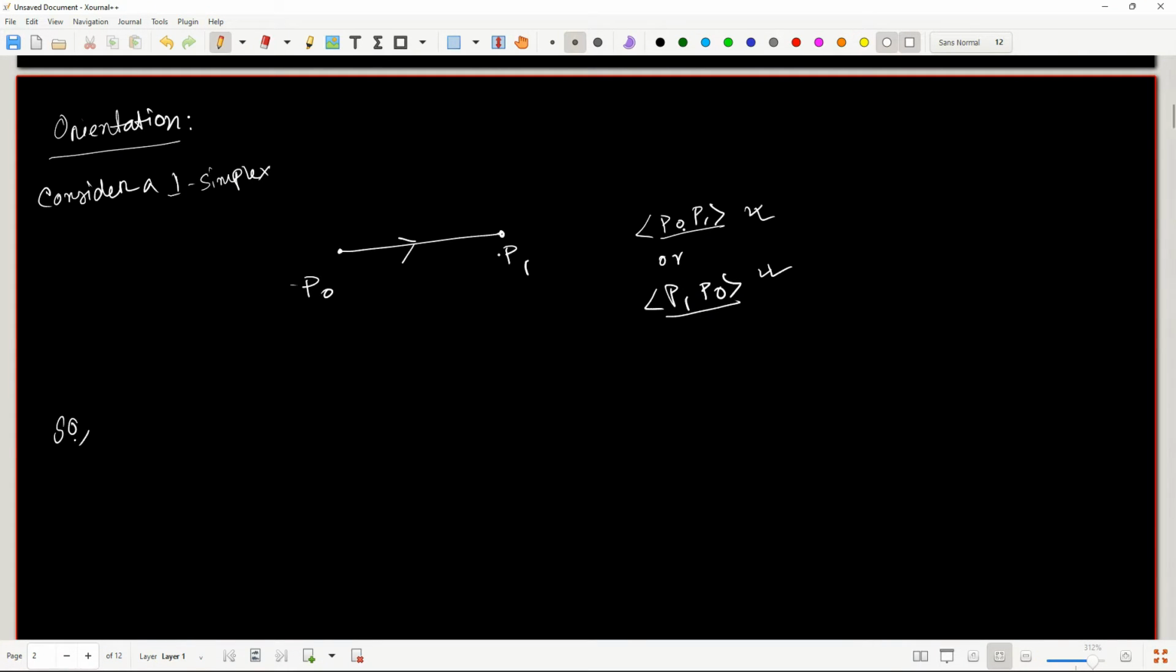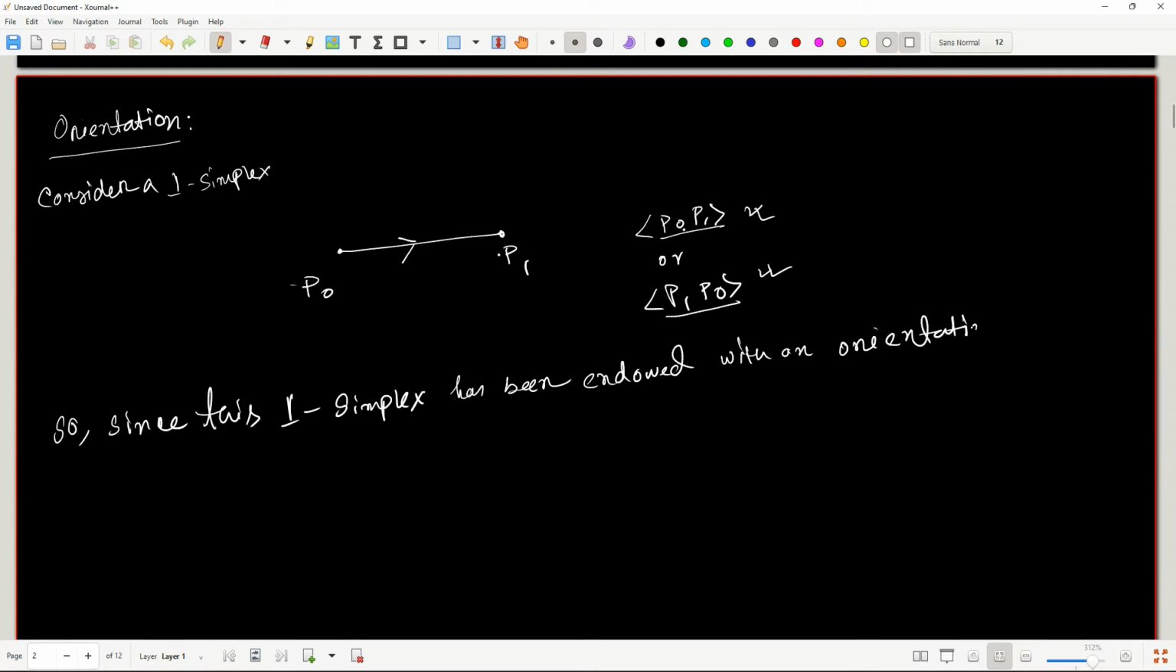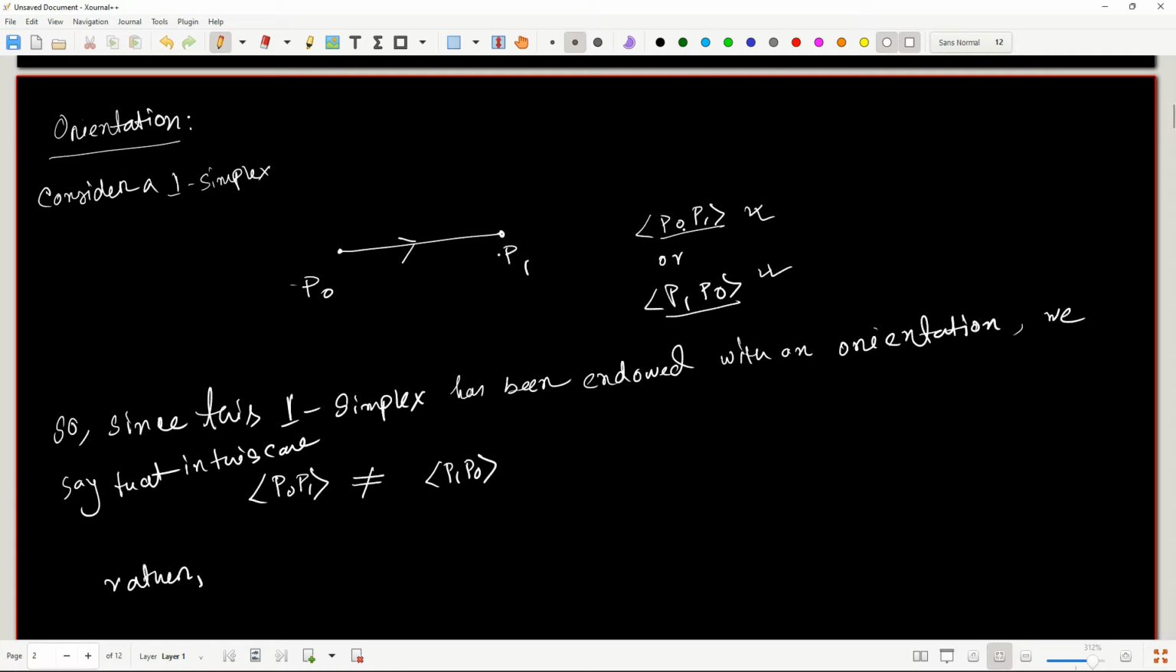So since this one simplex has been endowed with an orientation, and in this case you can also think of it as a direction, we say that in this case P0, P1 is not equal to P1, P0. Rather, we want to distinguish them.